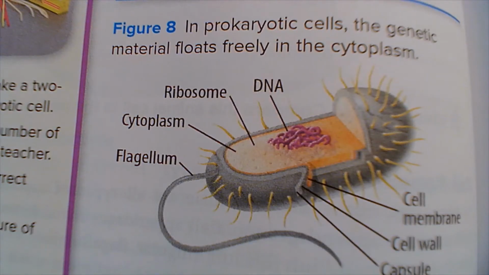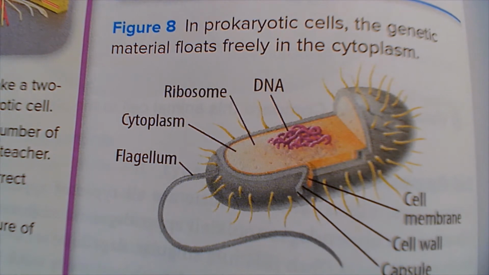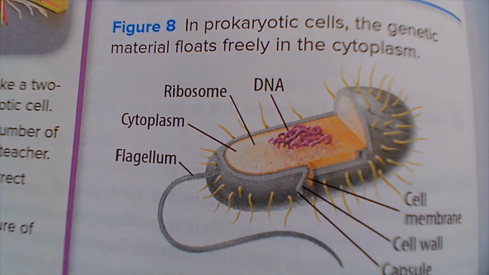You can see on this diagram that the DNA is here in the middle. It's kind of just floating around, not in a membrane-bound organelle. It's not in a nucleus. There are ribosomes in it, cytoplasm. This one particular one has a flagellum. Not all do, but some do. So it can have appendages like a flagellum. It has a cell wall, a cell membrane, but it does not have any membrane-bound organelles.